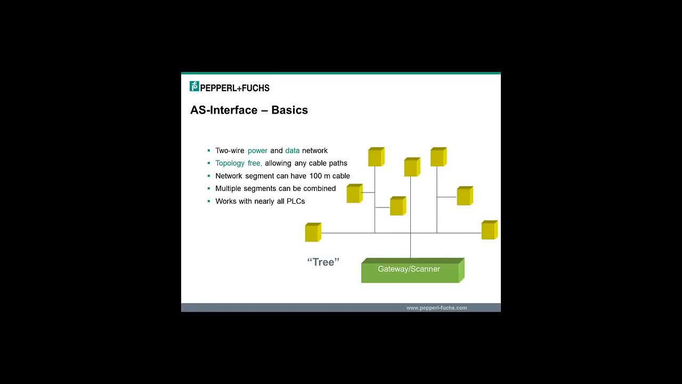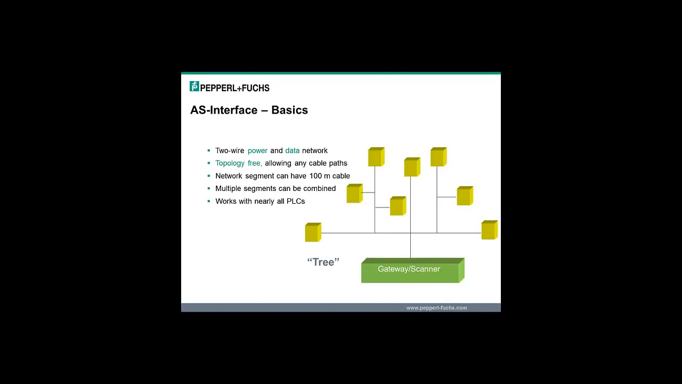AS Interface is a two-conductor power and data network. You can connect modules anywhere, and the network can have any shape. We call this unique feature topology-free, and only AS Interface supports it. When setting up a network, just make sure the total cable length in this segment does not exceed 100 meters. If you need larger networks, you can combine multiple segments, each up to 100 meters in total length.